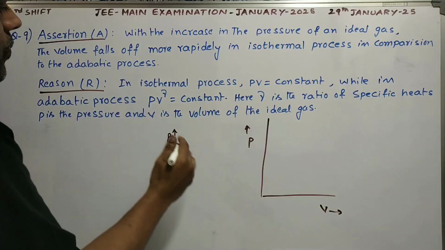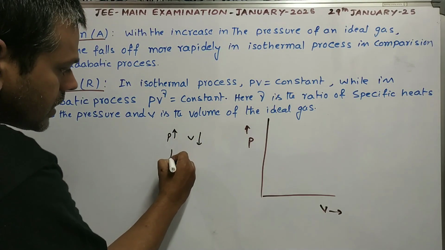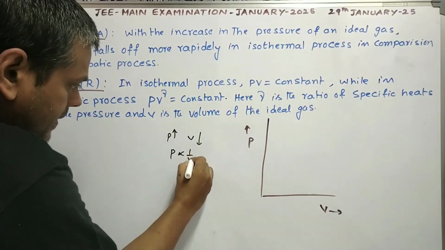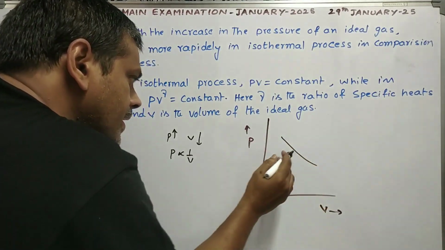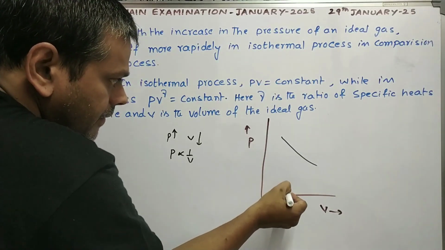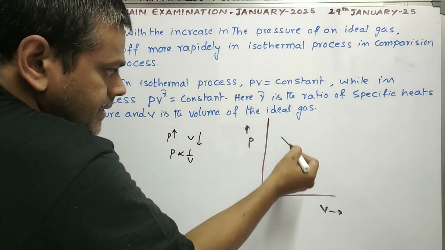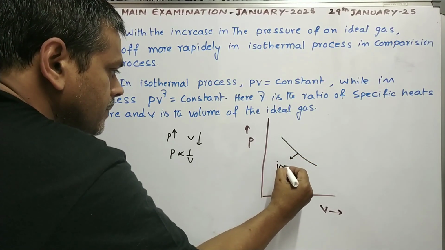What is given is that with the increase in pressure, the volume falls off. That means both are inversely dependent, isn't it? That means we can draw a graph where volume falls while pressure increases. This is what I call isothermal.